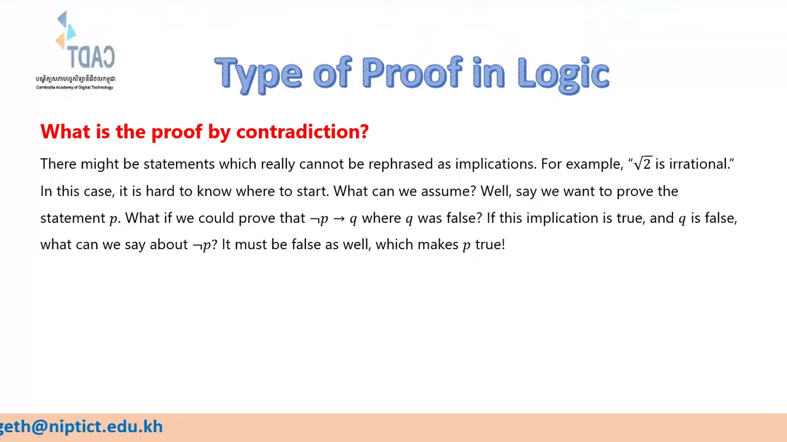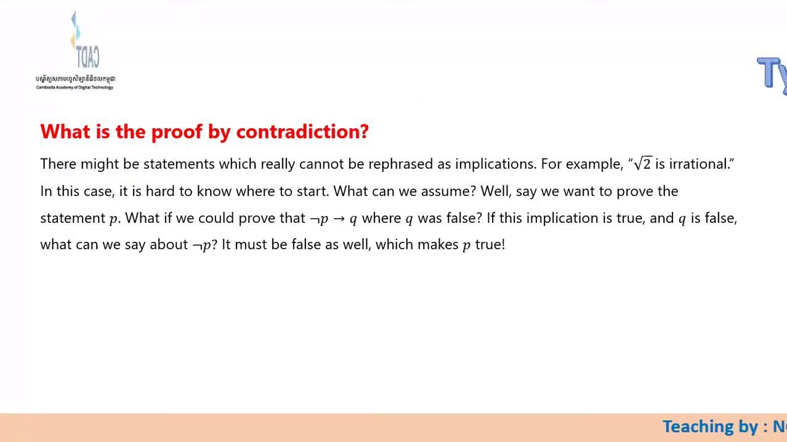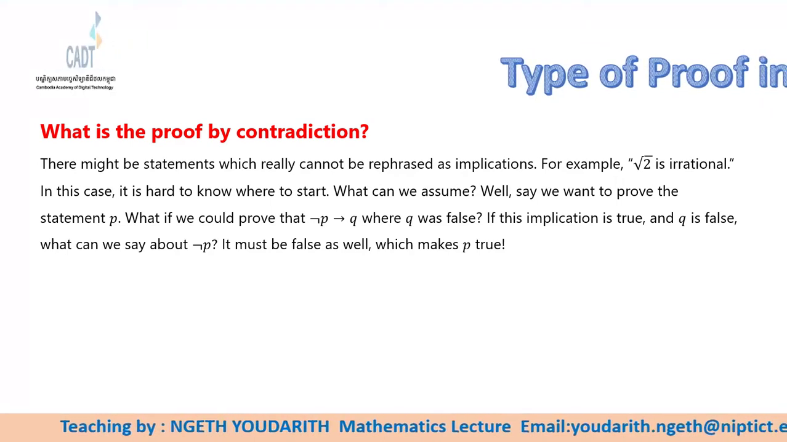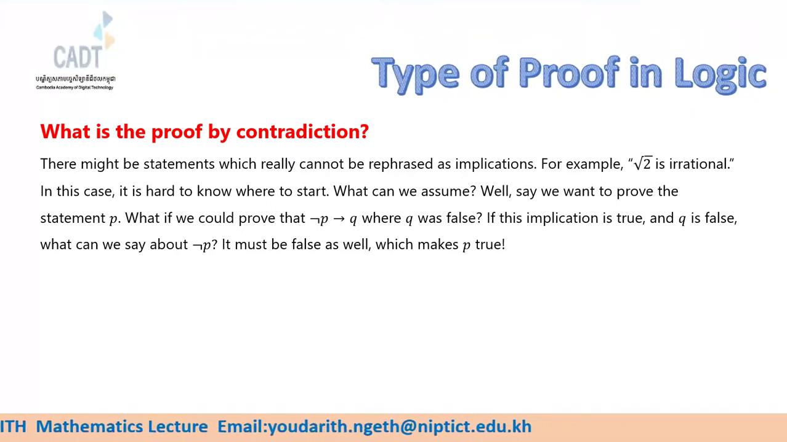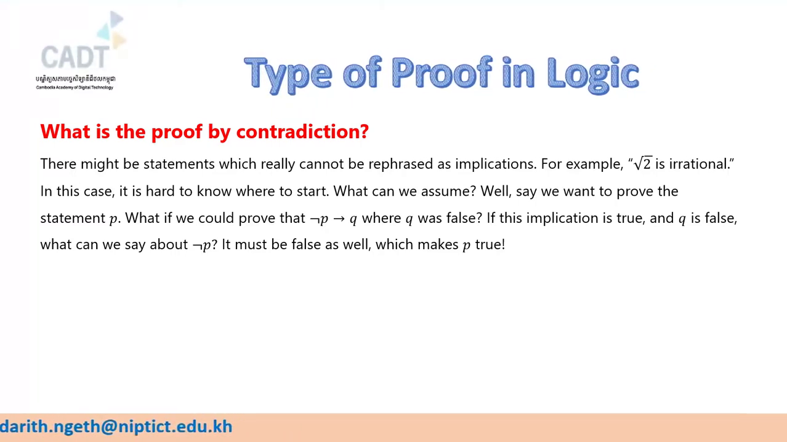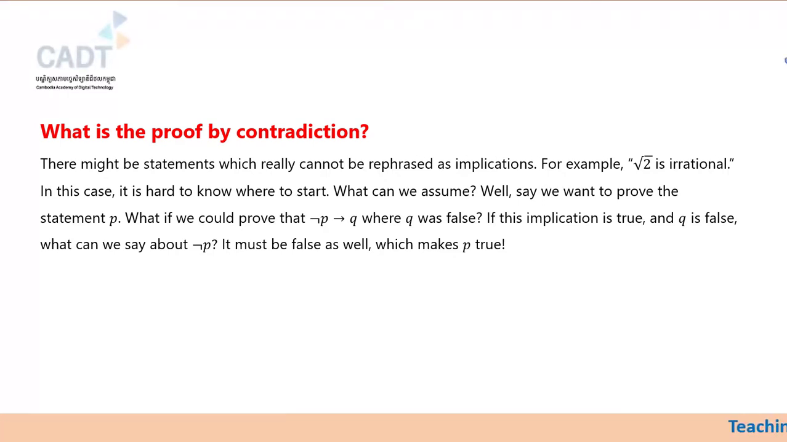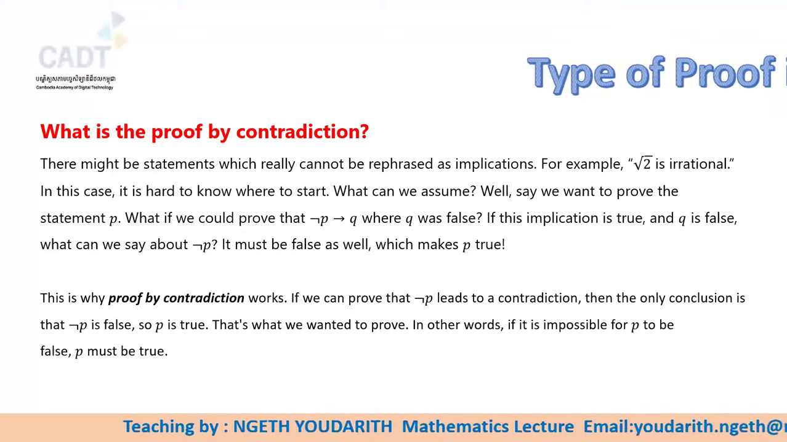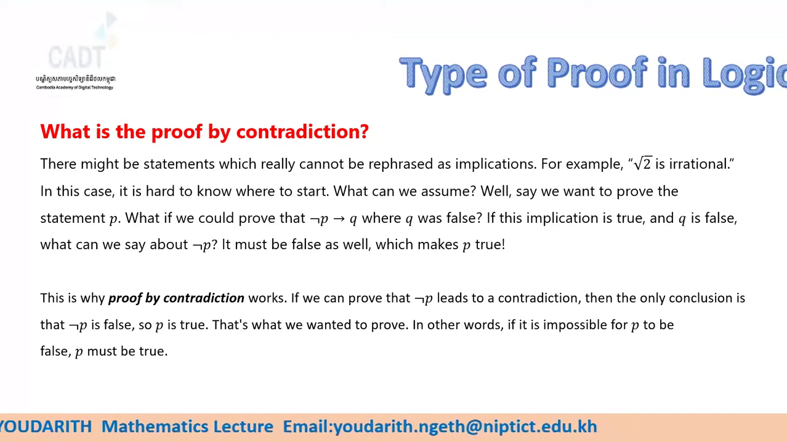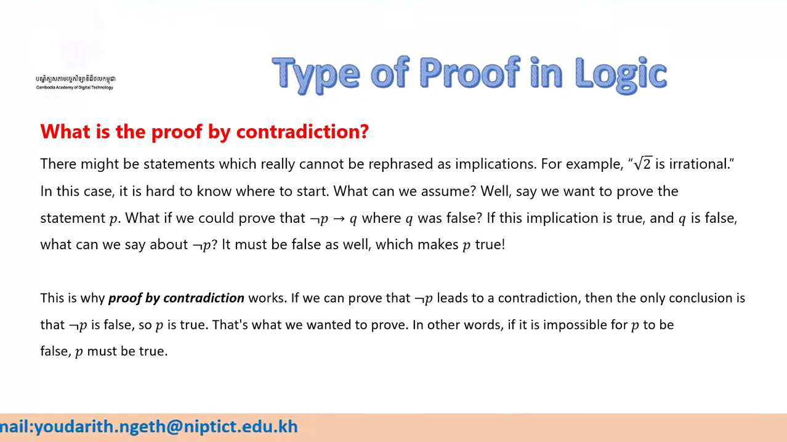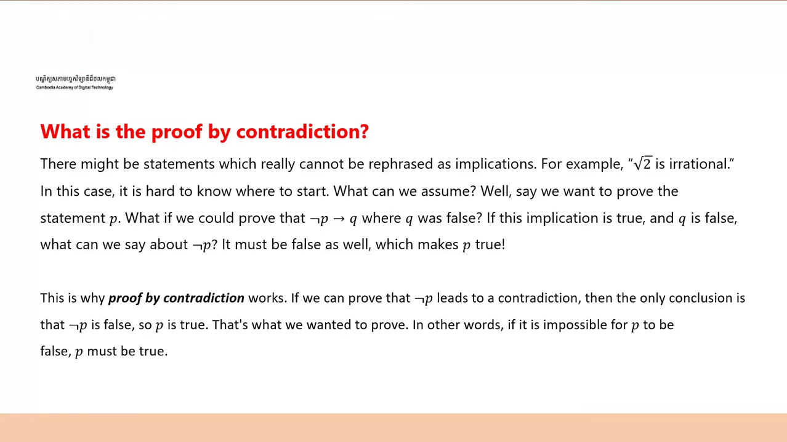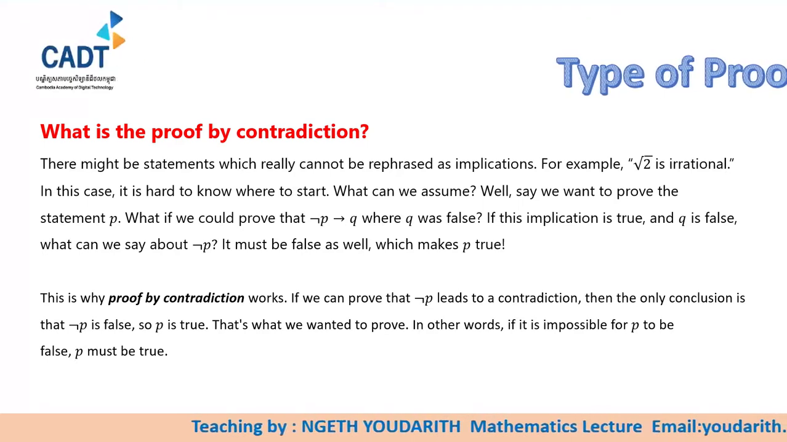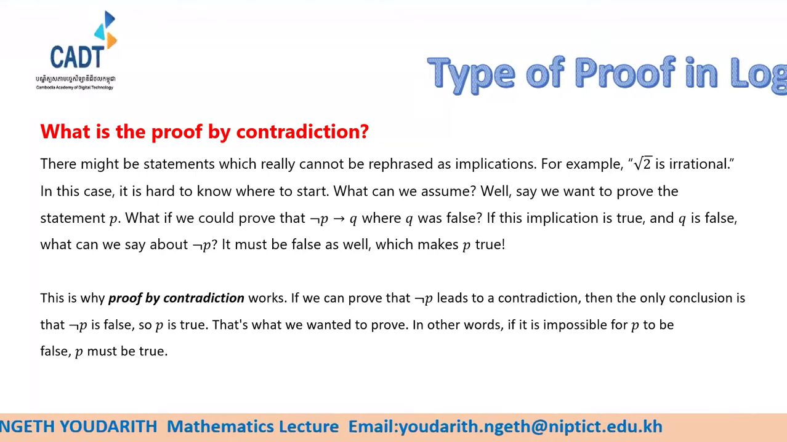So we have our hypothesis of P is true. And if the implication is true, then Q is false. And what can we say about not P? It must be false as well, which makes P true. And this is why proof by contradiction works. If we can prove that not P leads to a contradiction, then the only conclusion is that not P is false. So P is true. That is what we want to prove. In other words, if it is impossible for P to be false, P must be true.